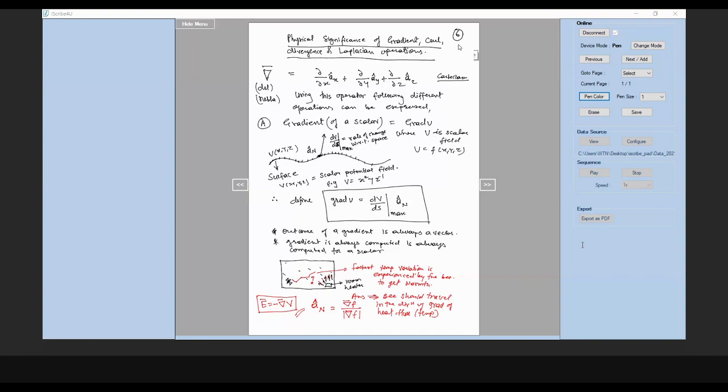Now I will have to add a page here. So if you have noted down, I will go to next page. Is it okay? Shall I add a page here? Shall I go to next page? Okay.